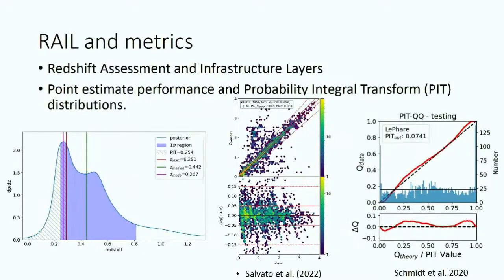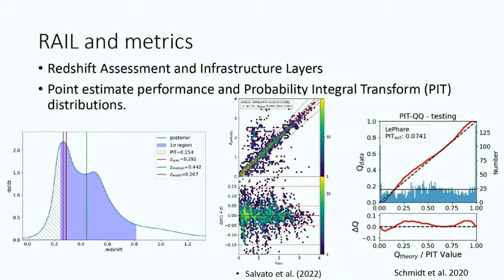So Rail, the Redshift Assessment Infrastructure Layers, allows us to produce these posteriors for FAR, in addition to the other machine learning codes. We then look at point estimates. It has a lot of plotting functionality for checking metrics on the point estimates. We're using these PIT plots a lot. This is probability integral transform. It's where we look at the integral of the posterior up to the truth, and then the distribution of those CDFs. And if we're drawing from the posterior, this should be flat. I think the way to think of these curves is if it's flat, we're doing very well.